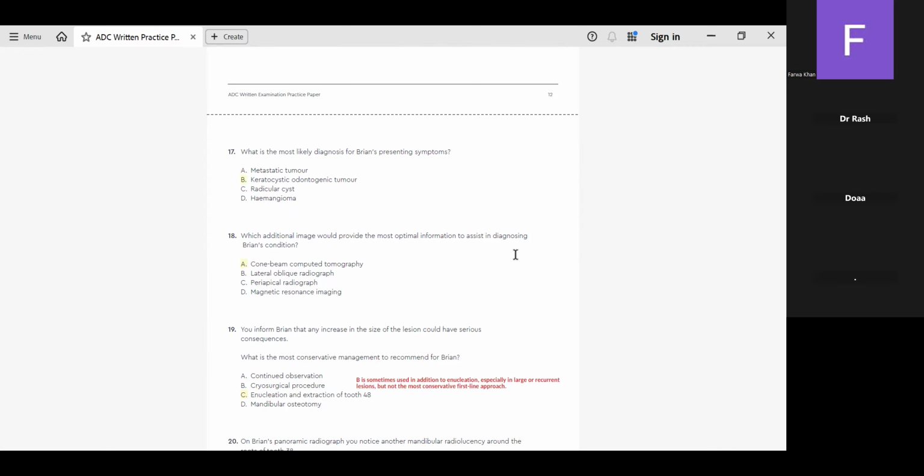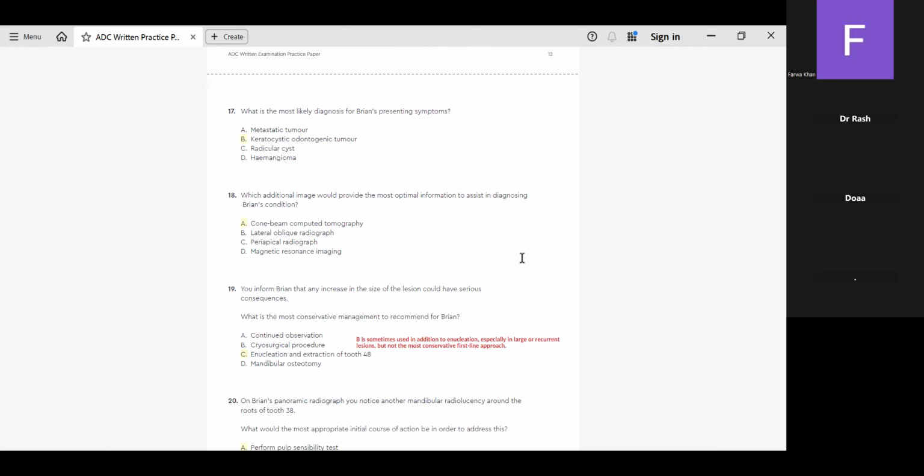What is the most conservative management to recommend for Brian? Now they're asking for conservative management: enucleation and extraction of tooth 4-8. Option B is sometimes used in addition to enucleation, right? Especially in large or recurrent lesions, but it is not the most conservative first-line approach.